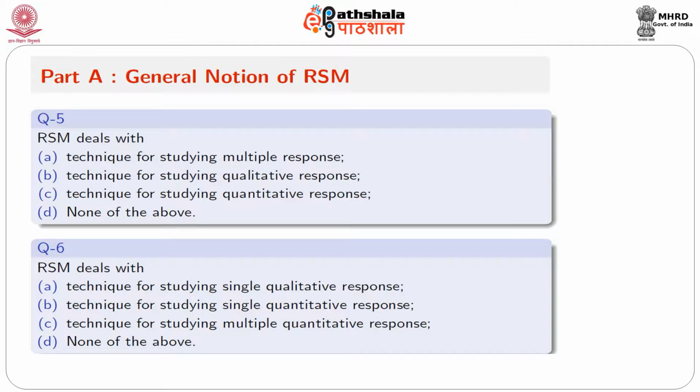above. So as you are saying repeatedly, Y is the single response based on a combination of the regressors. It is never multiple quantitative response. So the closest answer is B, which says that it deals with techniques for studying single quantitative response.